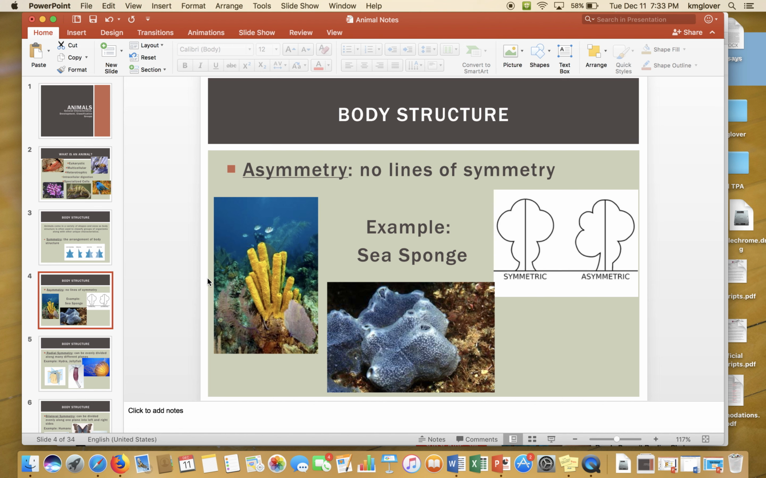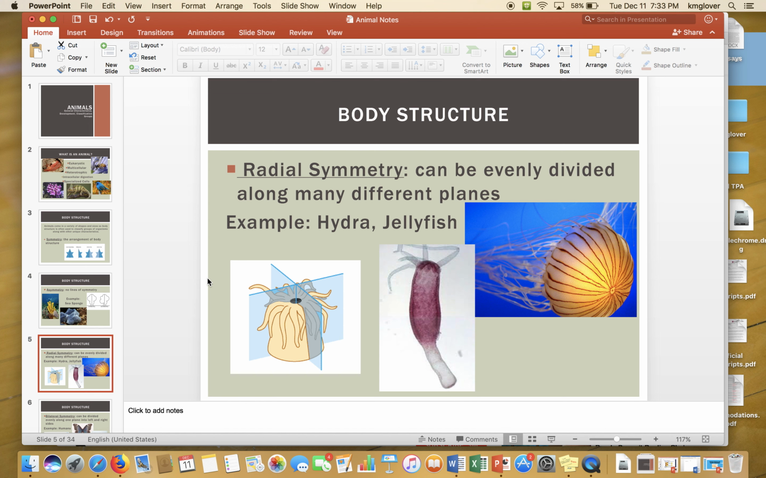The next type of symmetry is radial symmetry, and if you think of something that has a radius, that will be a circle. So most of these have a circular shape. You have the jellyfish, and then you have these things called hydras. If you have radial symmetry, I can cut you into several different planes. I could cut the jellyfish from here to here or from here to here, and it would be the same on the left side as it would be on the right side. So there are several planes that I could cut you into.